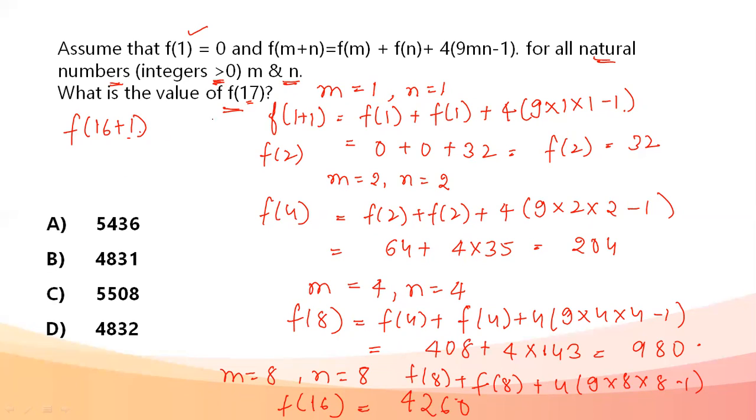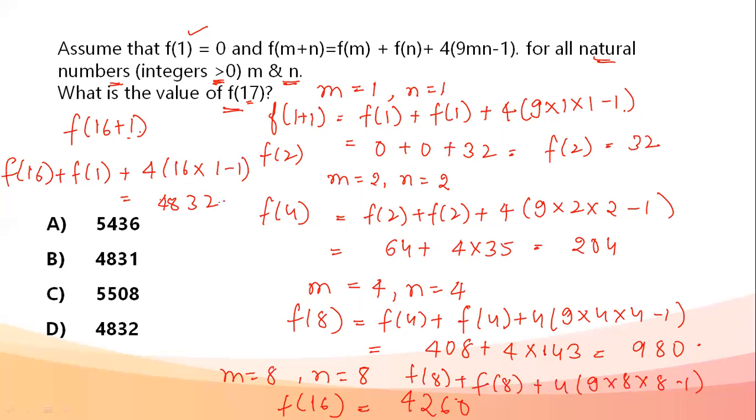Last step remaining, f of 17, f of 16 plus 1. So what is f of 16 plus 1? F of 16 plus f of 1 plus 4 into 16 into 1 minus 1. On solving this, you will get the value as 4832. My answer is option D.